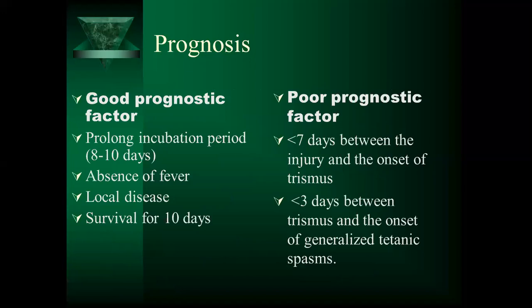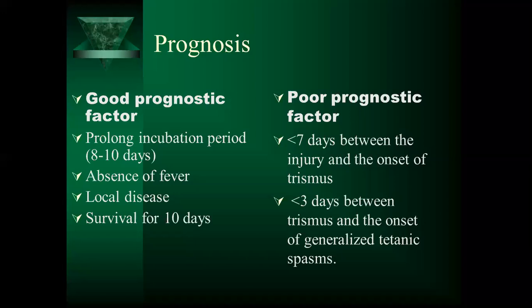Then there are factors that are good prognostic factors, and some that are poor prognostic factors in tetanus. What are the good prognostic factors? A prolonged incubation period of 8 to 10 days. No fever, that is, absence of fever from the start or in between during the illness. Local disease, like local tetanus. Cephalic is not a good prognosis, but local is. And survival for 10 days. If the patient is admitted in hospital and survives 10 days, there is a chance of a good outcome.